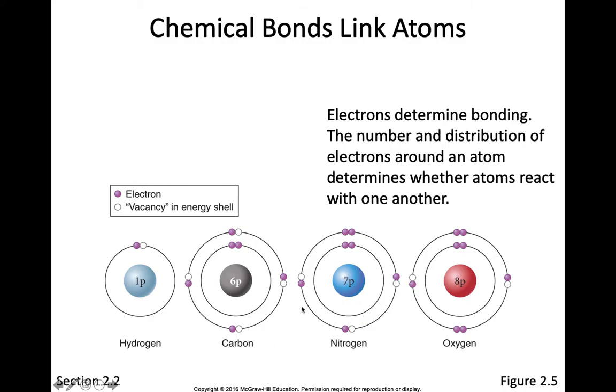But for our purposes, we're really only going to be concerned with the first two. There are quite a few more that go on the outside, so not just two energy rings that contain electrons, but more than that. But we're just going to be concerned with the first two.